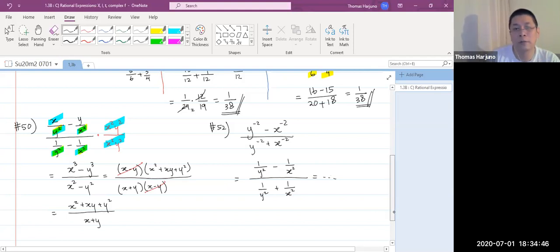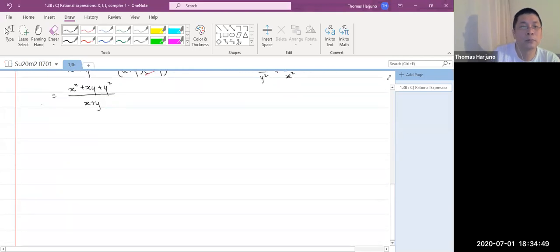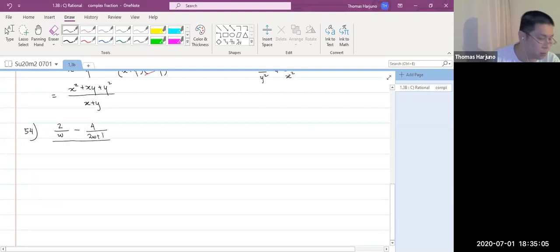Now, can you try number 54 maybe? I would like you to try this one. It is 2 over w minus 4 over 2w plus 1, all of them divided by 5 over w plus 8 over 2w plus 1. Okay, let me give you how many minutes? Maybe 2 minutes to do this problem. Try it.